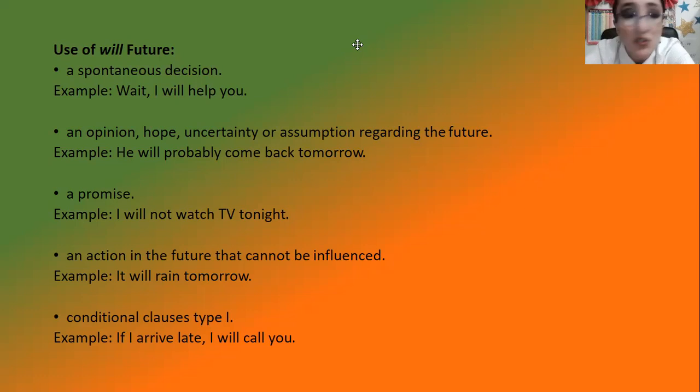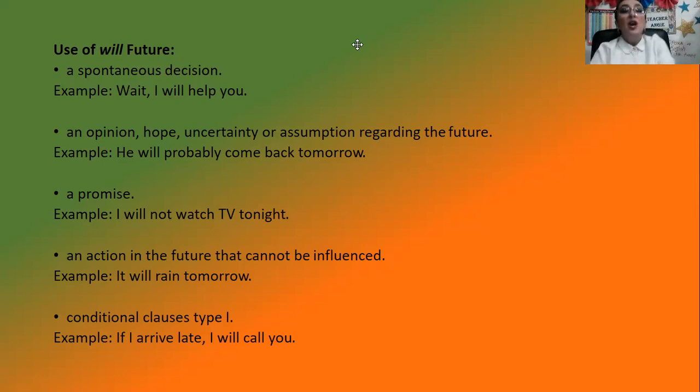Also, when you are going to be giving an opinion, when you are going to be talking about hope, uncertainty, or assumption regarding the future, acerca del futuro, you are going to be making use of will. For example, he will probably, that word is going to be giving me the clue for using will. I think, he probably, perhaps, I believe, I feel in my heart, something is telling me. Expressions like that, you are going to be making use of will. Okay, he will probably come back tomorrow.